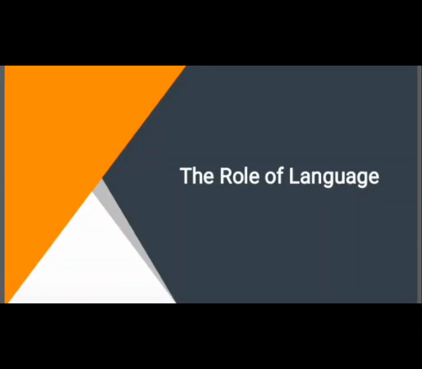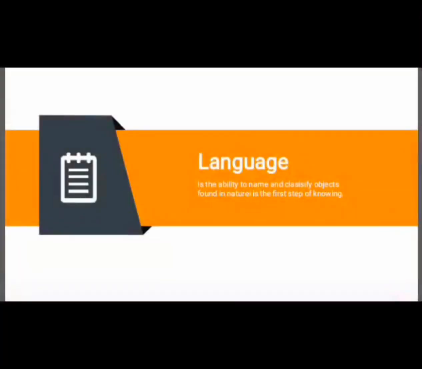The role of language. Language is the ability to name and classify objects found in nature, the first step of knowing. Hence, in our search for knowledge, language is very useful and essential. It is clear that thinking in terms of a common system, generated by the speaker and received by the listener, is useful in the pursuit of knowledge.